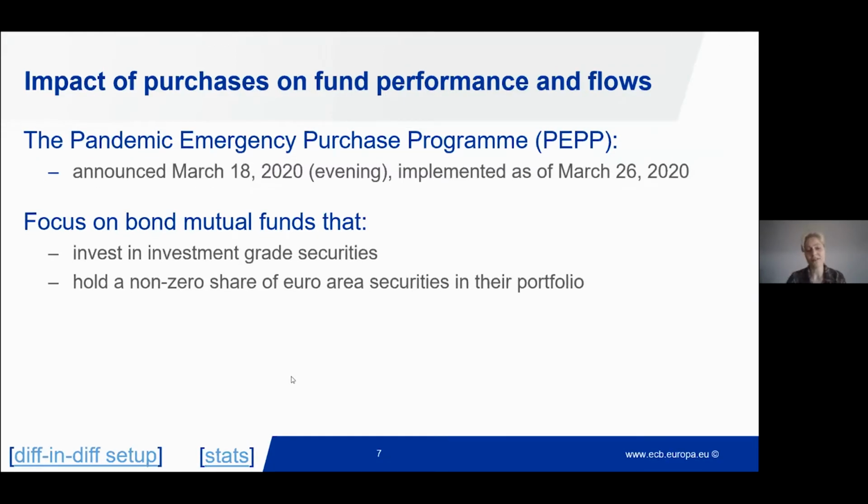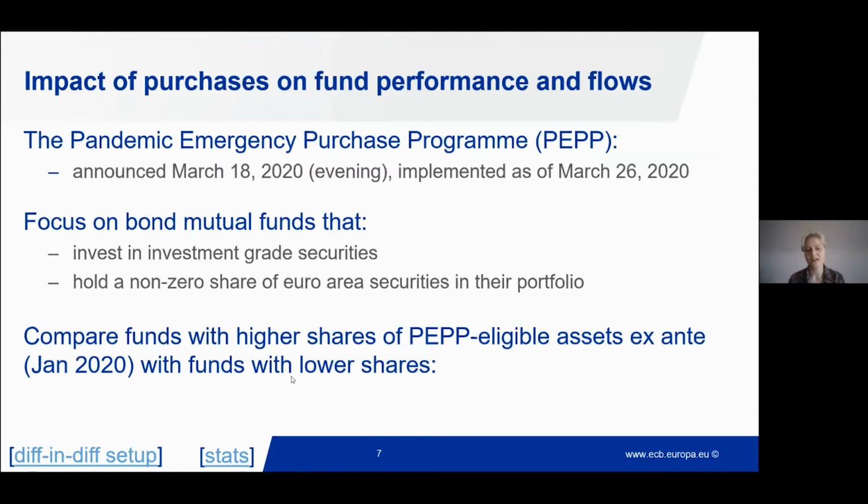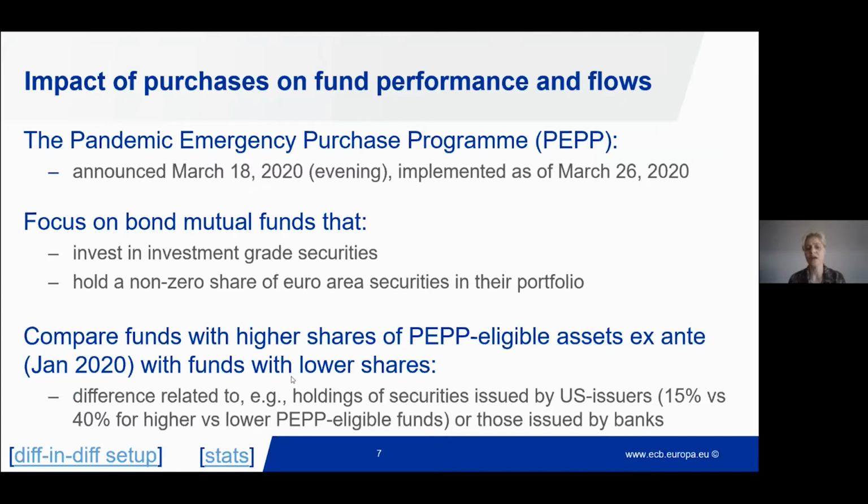And then what we are going to do is extremely straightforward. We are going to compare funds with higher shares of assets that are eligible for the PEPP program, ex ante. We're going to take their holdings as of January 2020. And we're going to compare them with funds with lower shares of PEPP eligible holdings. Now, you might wonder, what is this difference in eligibility driven by? This is a relatively homogeneous set of funds. I told you they invest in investment grade securities. Well, the difference is related, for example, to holdings of securities issued by US issuers or those securities that are issued by banks. Both types of assets are not eligible for ECB purchases.